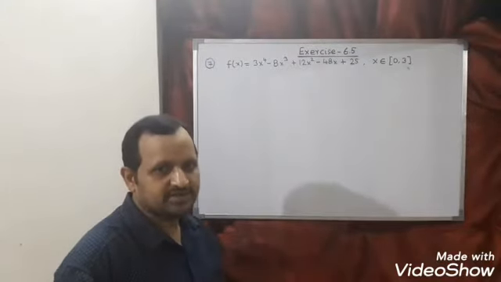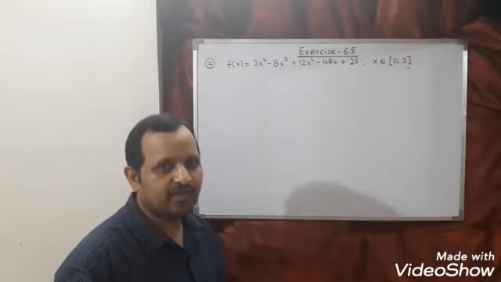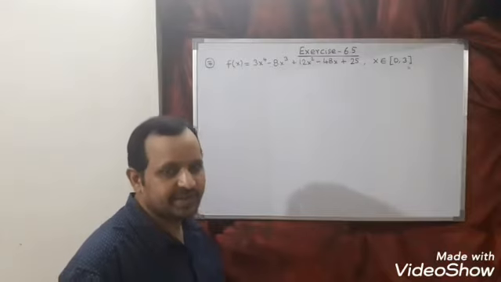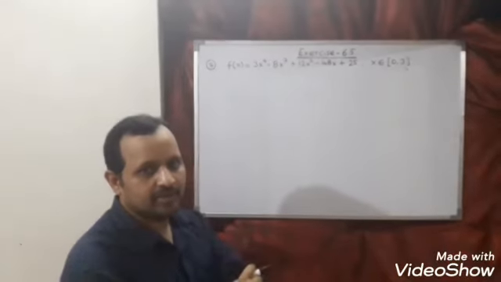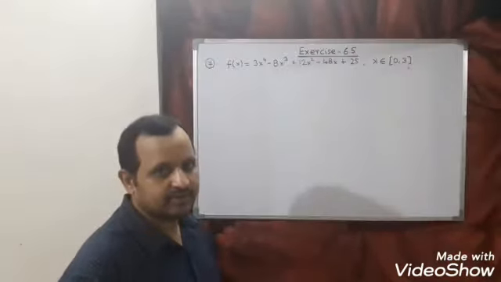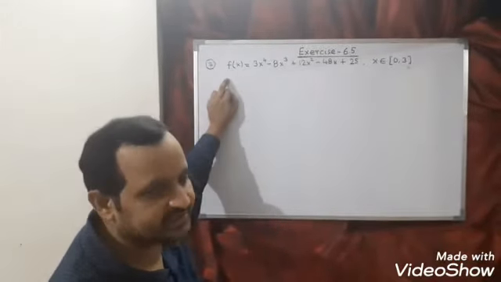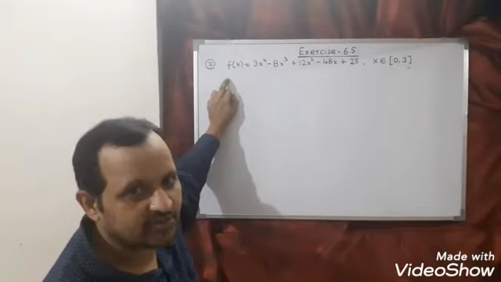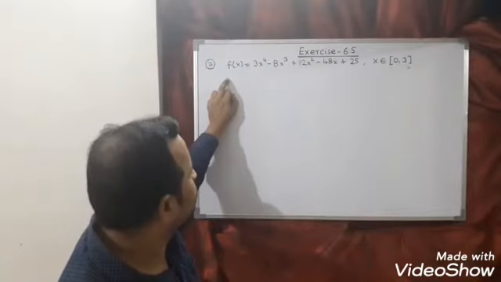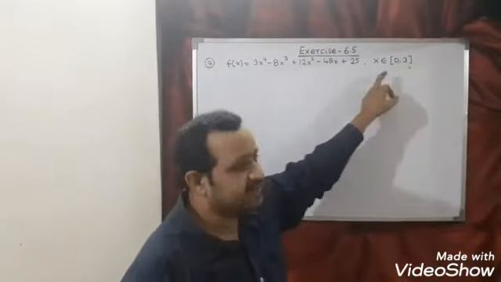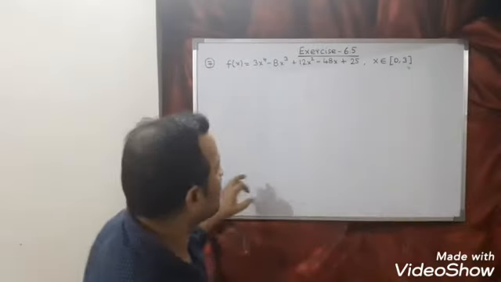Good morning students. Last class we have seen the working rule to find global maximum and global minimum value of f of x in closed interval a comma b. Let us continue further. This is question number 7 and the question here is: find the absolute maximum and absolute minimum of this function when x belongs to 0 comma 3.